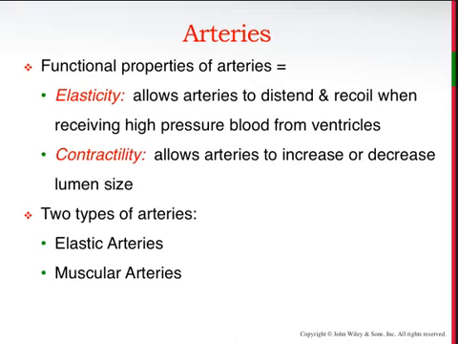Arteries. So let's start on the arterial side. We can talk about arteries from their functional properties. So they have two functional properties. They have elasticity and they have contractility. Elasticity is what allows arteries to distend and recoil, to expand and contract. It's what allows them to handle the high blood pressure that they receive coming off of the ventricles. Contractility is what allows them to increase and decrease the lumen size. So it's actually changing the amount of space that the blood has to flow.